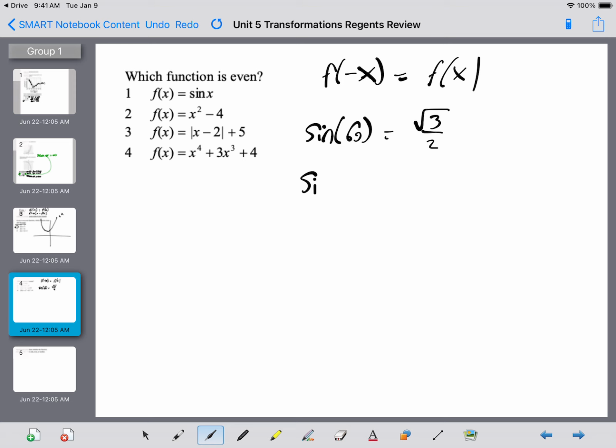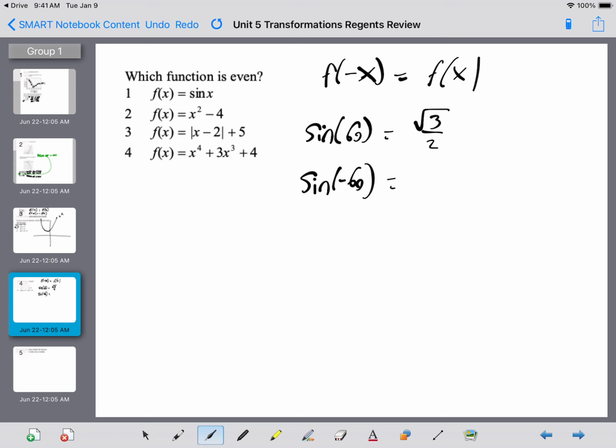Now we have to check sine of negative 60. You could put that in your calculator as long as you're in degree mode, right? It really doesn't matter what angle you put in. You could put in any input. So sine of, let's stick with 60 in this case, but I could have put sine of 5 and then sine of negative 5. You're just checking that you get the same output.